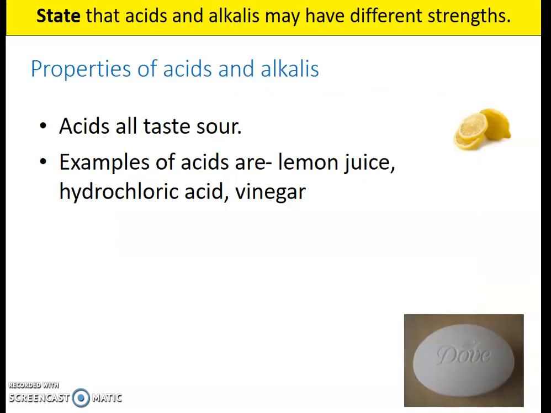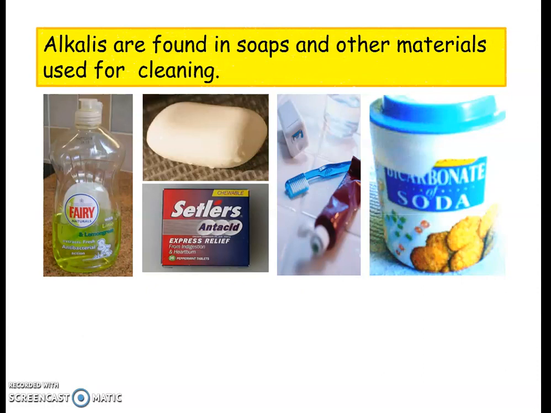So properties of acids and alkalis. Acids, they all taste sour. Their examples are lemon juice, hydrochloric acid, vinegar. Alkalis, they are typically found in soaps and other materials used for cleaning. So if you look here, they've got antacids. There's a bar of soap, there's Fairy Liquid, there's toothpaste, bicarbonate of soda. You'll find it in bleach, which is a strong type of alkali.